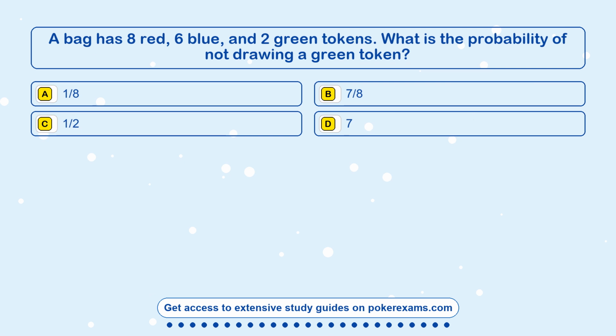Question 22. A bag has 8 red, 6 blue, and 2 green tokens. What is the probability of not drawing a green token? Option A, 1/8. Option B, 7/8. Option C, 1/2. Option D, 7.